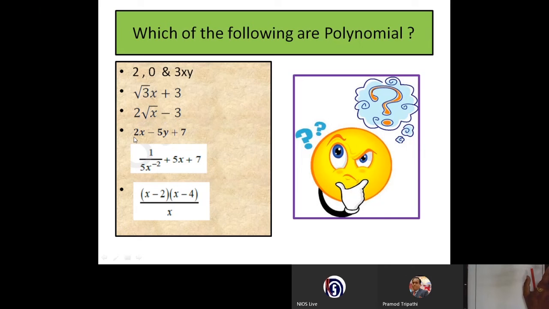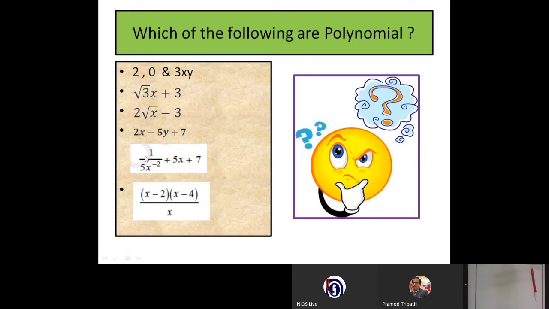So now we move to another question here. 2x minus 5y plus 7. x and y are the two variables here. The x is raised to the power 1, y raised to the power 1, the exponent of the variable is a whole number. So we can say 2x minus 5y plus 7 is also a polynomial.